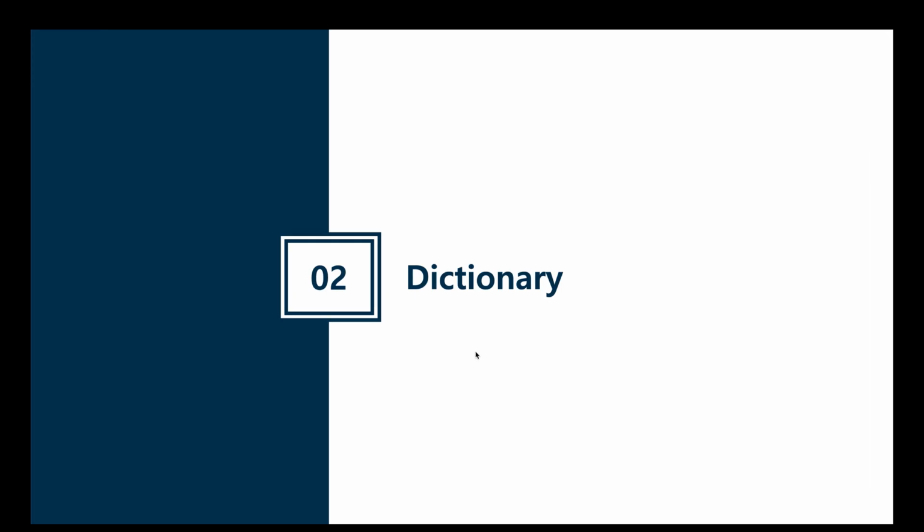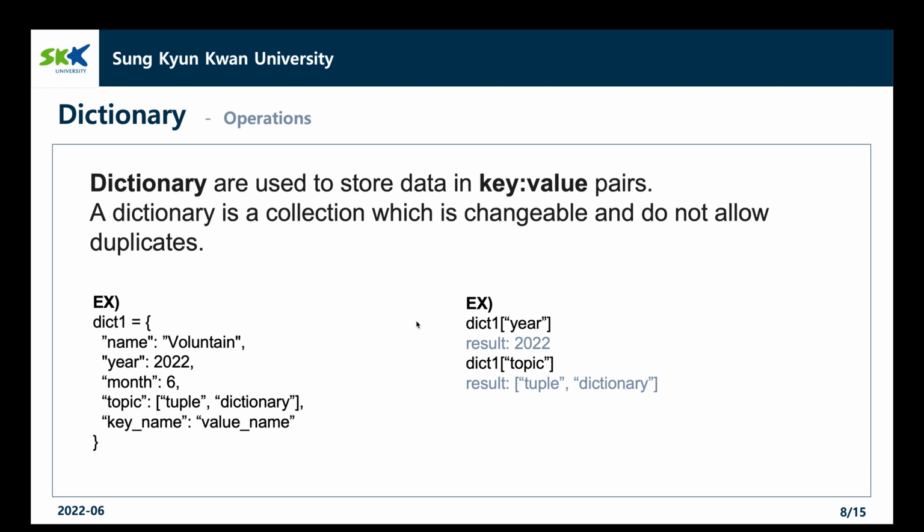In the second section, we will learn about dictionary. Dictionaries are used to store data in key-value pairs. It is a collection which is changeable and does not allow duplicates. There are various types of values such as string, integer, and list. For example, in dictionary 1, key is name and value is Valentine. Also, we can find value by key as in the example on the right.